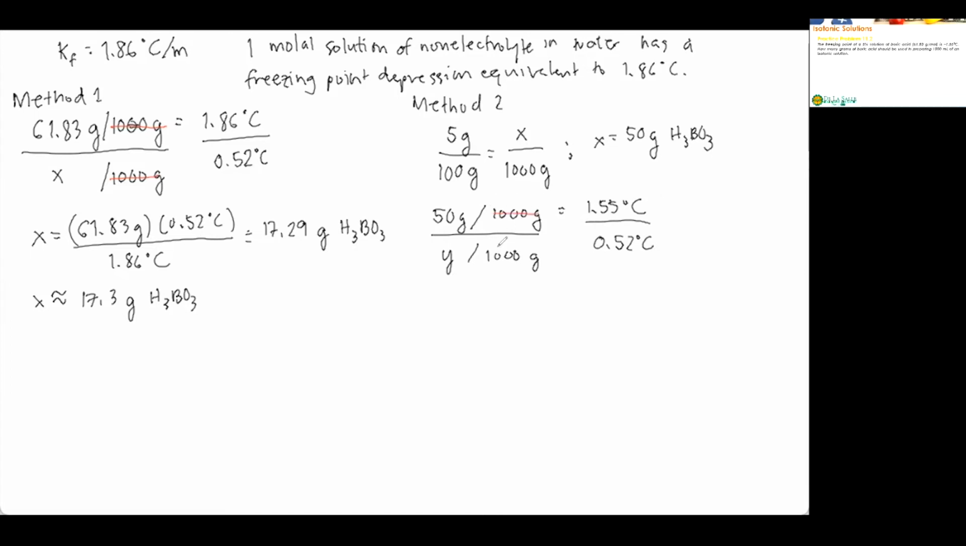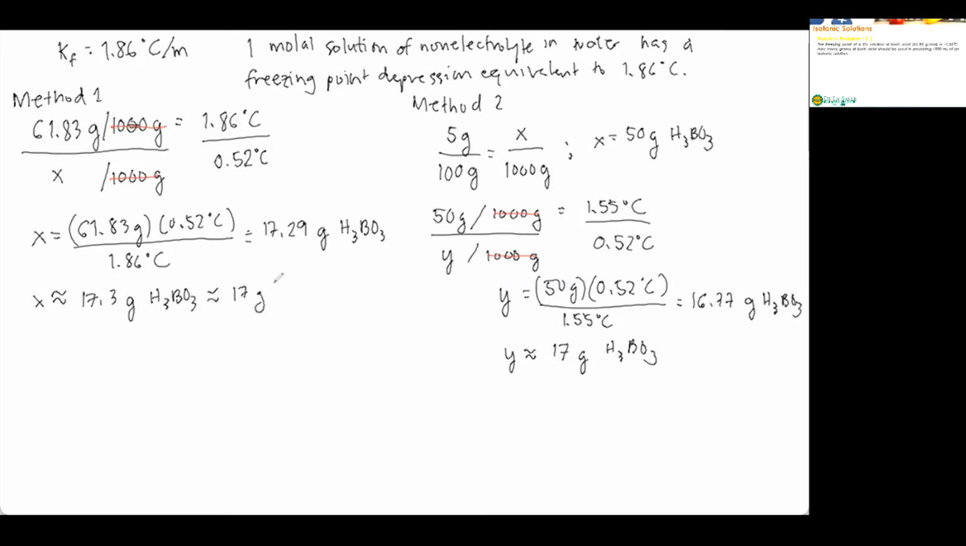Once again, we cancel the 1000 grams in this formula, and then we simply rearrange the values to solve for the value of y. So y is equal to 50 grams times 0.52 degrees Celsius divided by 1.55 degrees Celsius. And this gives us a value equivalent to 16.77 grams of boric acid. This is approximately equal to 16.8 grams, or approximately 17 grams of boric acid, which we observe to be similar to what we got from the first method.